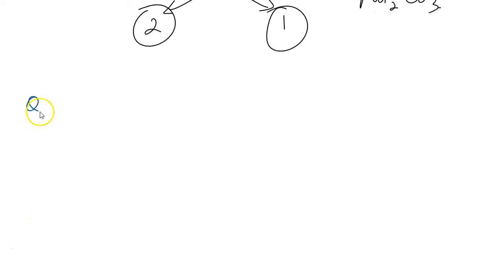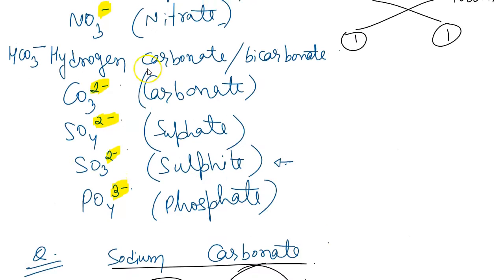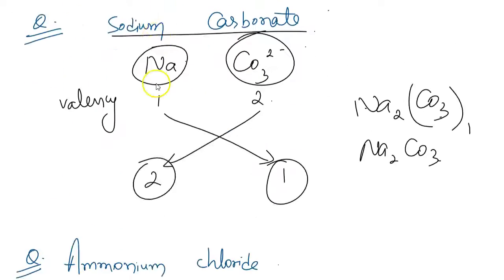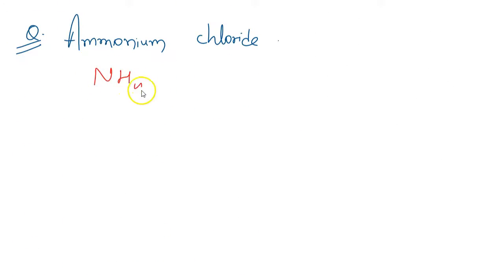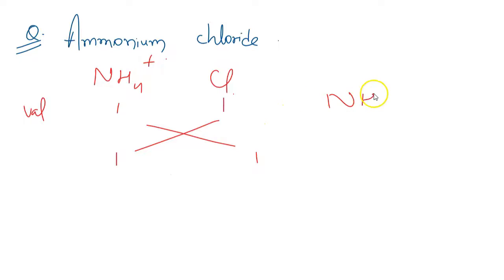Let us say we have a compound ammonium chloride. Ammonium chloride. So the ammonium ion, we can see it is NH4 plus. Chloride, definitely it's going to contain chlorine, so Cl. If we look at valency, it is 1 and 1. Crisscrossing it, it will make it 1 and 1. So the formula will be NH4Cl only.